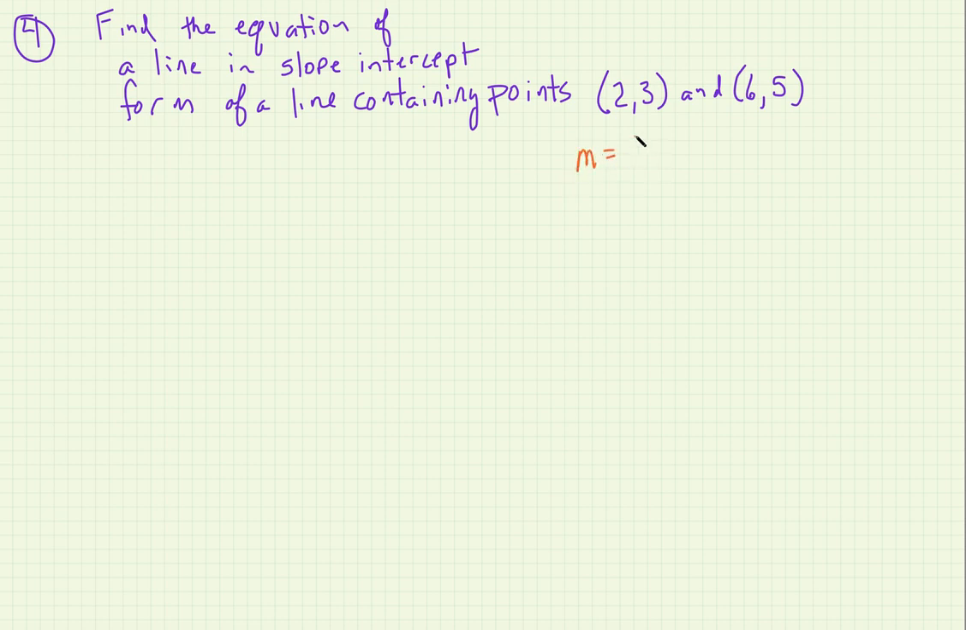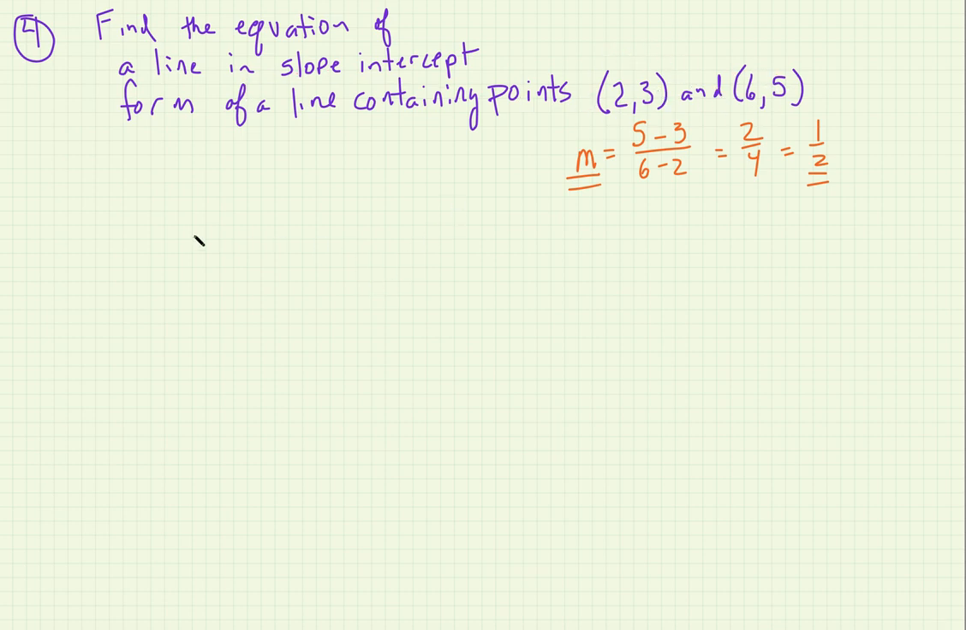We have slope equals y2 minus y1. I'm not going to write out all the formulas anymore. I'm just going to say y2 minus y1 over x2 minus x1. And I'm going to get 2 over 4, and we can't leave it like that because it can be simplified to a half. So our slope is a half.